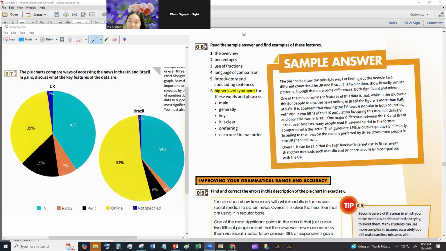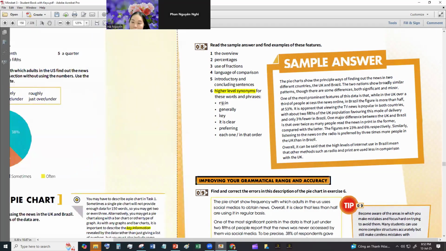I have finished. Okay, thank you very much. So can you tell me some high-level synonyms for these words? Main, please. Principal. Good job. Principal ways. Generally. Broadly. Sorry, can you say that again? Broadly. Yes, broadly. Okay, sorry, I think it's a bit difficult to highlight. Anyway, broadly is here.